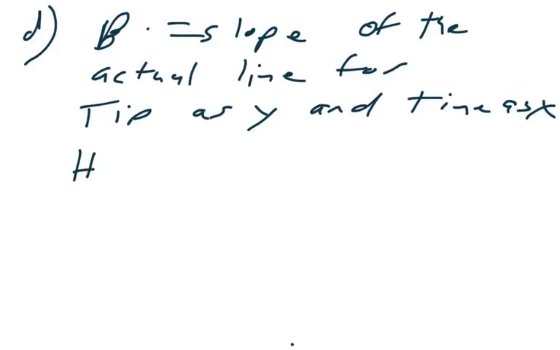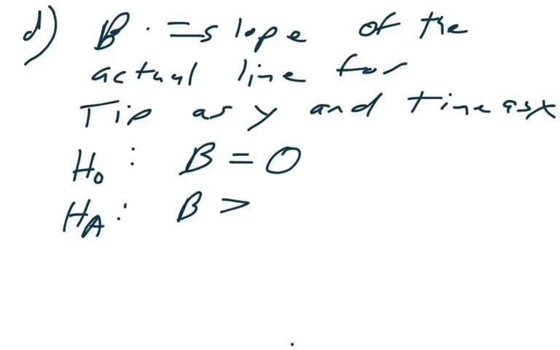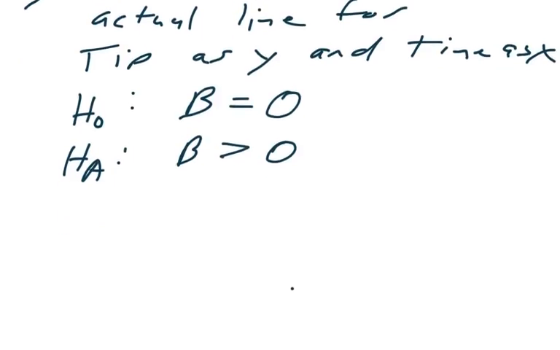And so we're going to do two hypotheses. Generally speaking, I've only seen one time where it wasn't, and that they actually gave it to you. The null hypothesis is that B is equal to 0. The alternate hypothesis is B is greater than 0, because we believe that if you spend more time in the buffet, you should tip more, not less.